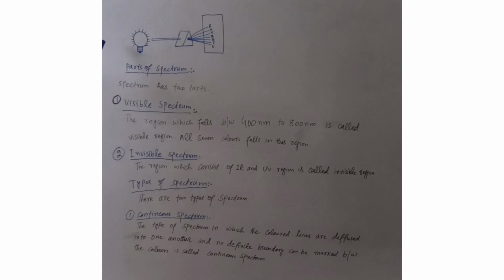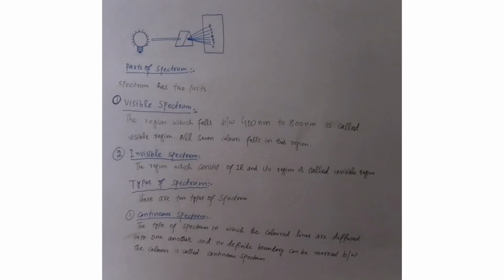Here we have white light from a bulb. When we pass it through a prism, it will be dispersed into 7 colors, that is red, orange, yellow, green, blue, indigo, and violet. It will disperse into its constituent colors, that is the 7 colors.